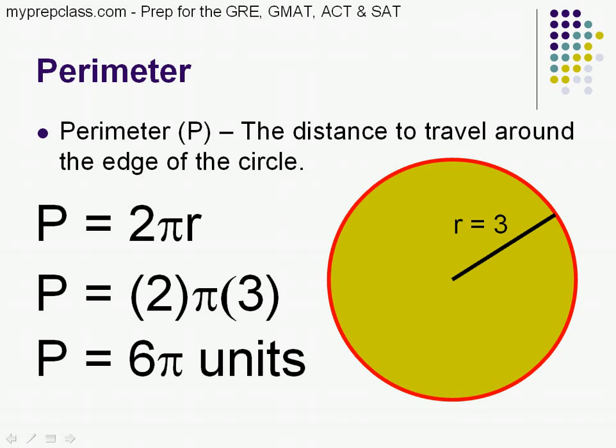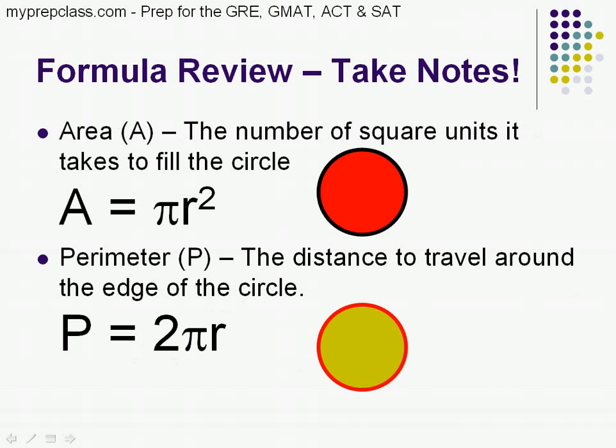The perimeter, or distance around the circle, is given with the formula 2 pi r. So it's 2 times pi times our radius, which equals 3. 2 times 3 is 6, so our perimeter is 6 pi units. Alright, write down these two formulas, take notes on it, and you're going to want to memorize these formulas. So the area equals pi r squared, and the perimeter equals 2 pi r.